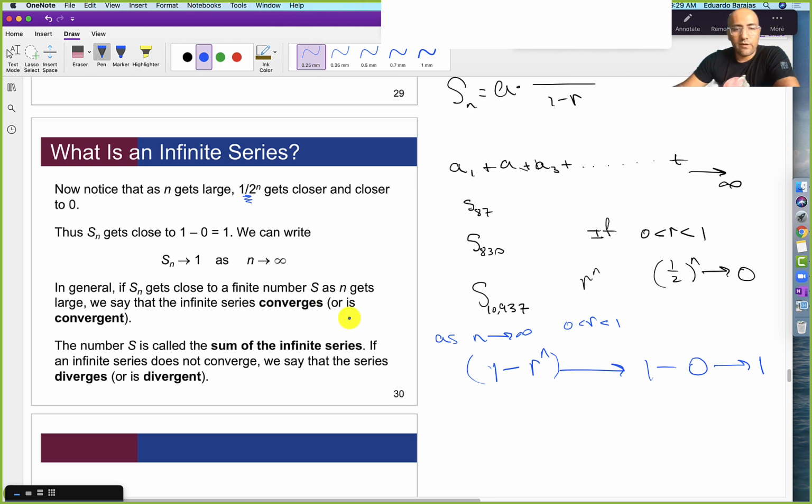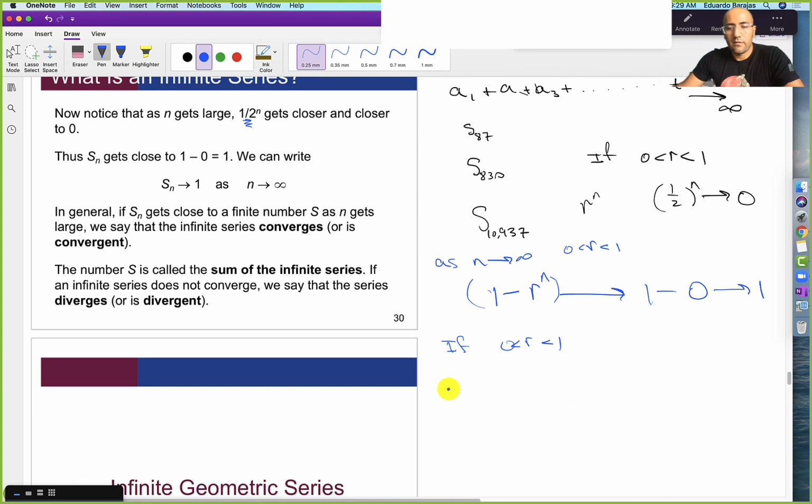And so we arrive at the point that if r is between 0 and 1, then as n gets larger and larger, S sub n, which was the formula a times 1 minus r to the n over 1 minus r, has this part going toward 0. So we just end up with a over 1 minus r. Good. So we have a formula for the infinite sum of a geometric sequence.